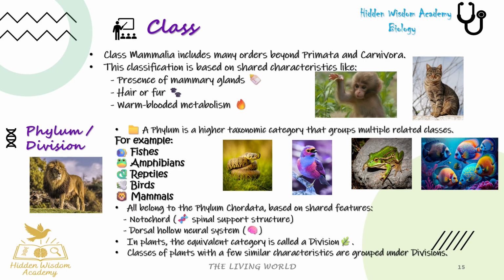Phylum/division. A phylum is a higher taxonomic category that groups multiple related classes. For example, fishes, amphibians, reptiles, birds, and mammals all belong to the phylum Chordata, based on shared features: notochord, spinal support structure, and dorsal hollow neural system. In plants, the equivalent category is a division. Classes of plants with a few similar characteristics are grouped under divisions.